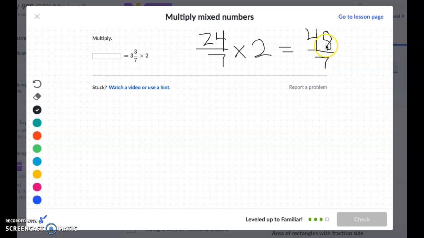So 7 fits into 48 6 times. I'm actually going to write it here because I'm running out of room. Because 7 times 6 is 42, that would leave 6 sevenths left over. And I can't simplify that any further. I like to talk about how 6 and 7 are kind of next door neighbors, and when you get next door neighbors in a fraction, you know that's as low as it's going to go. So 6 and 6 sevenths is my final answer.